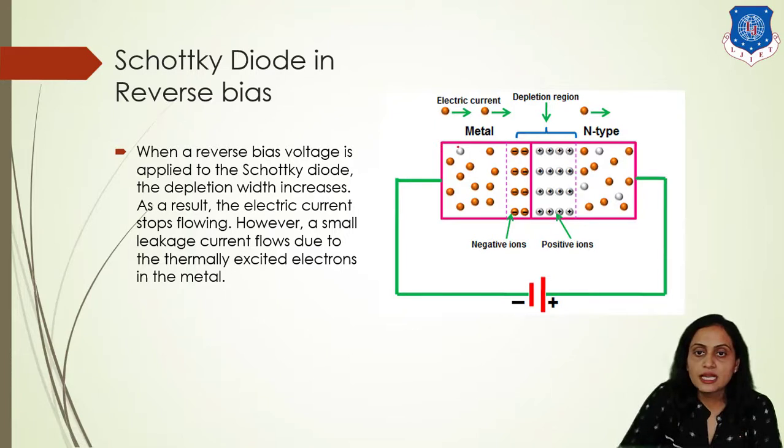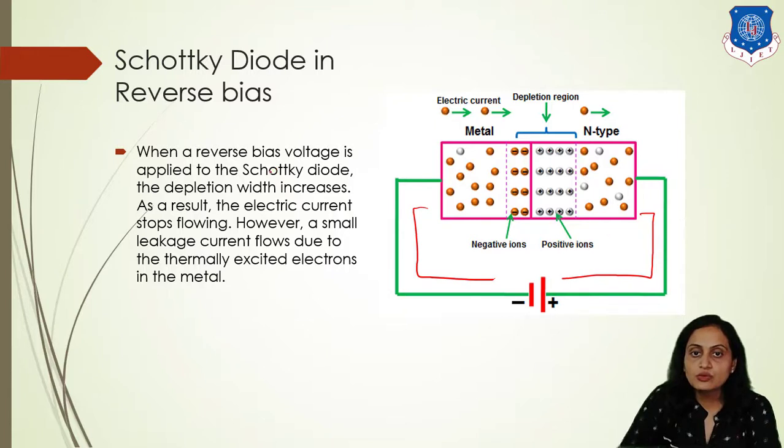Schottky diode in the reverse bias. This is a metal side which is connected to the negative terminal of the battery. This is the N side connected to the positive terminal of the battery. Then what happens? When reverse voltage is applied to the Schottky diode, the depletion region width increases. As a result, the electric current stops flowing. However, a small leakage current flows due to the thermally excited electrons in the metal.